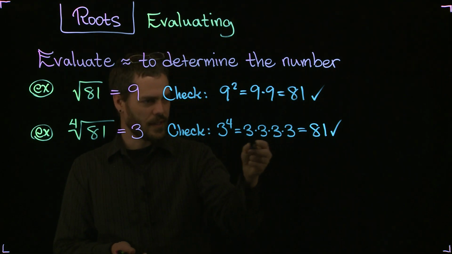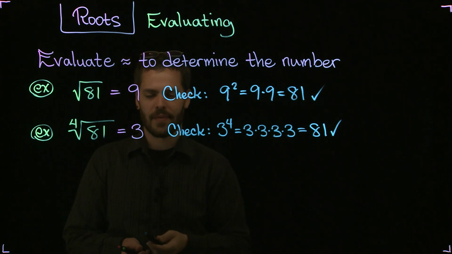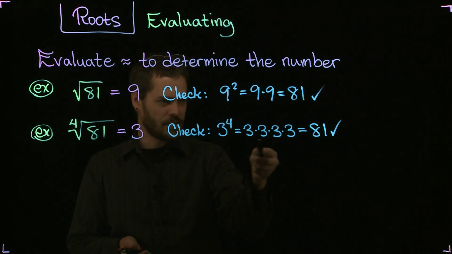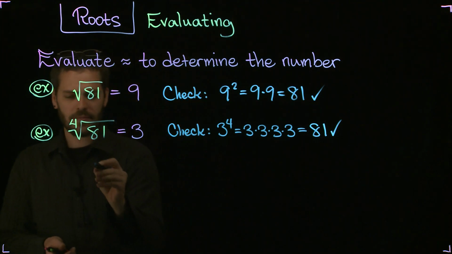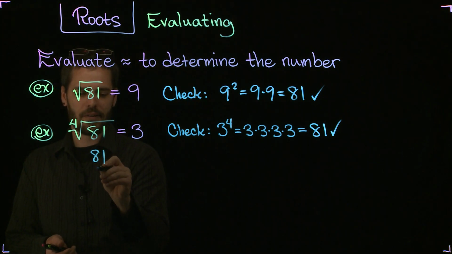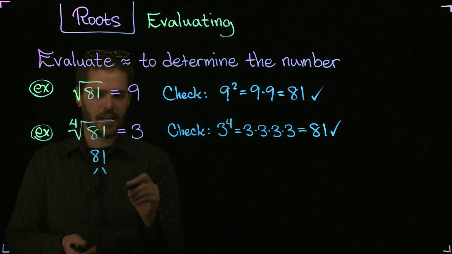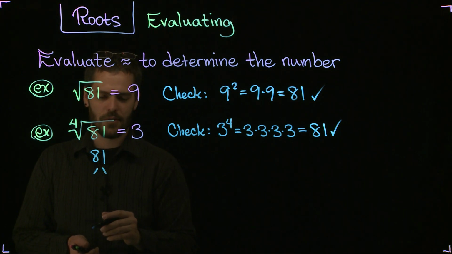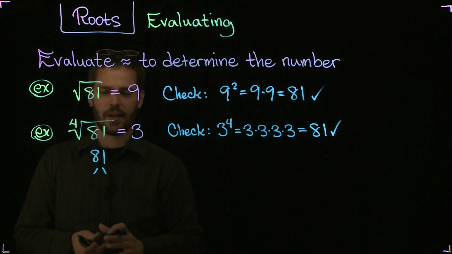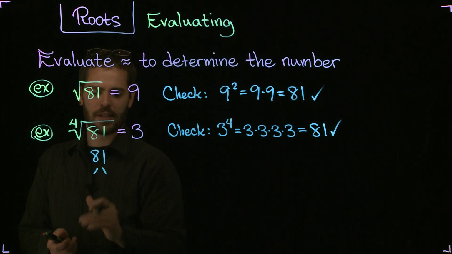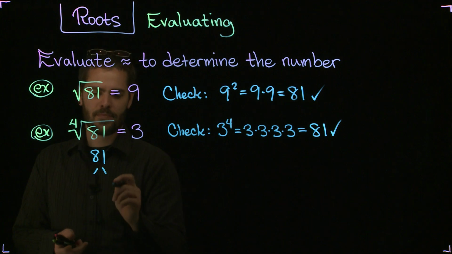I'm showing over here that it's 3 times 3 times 3 times 3. That's called the prime factorization of this number in this case. And one way to do that, to find those numbers, is to use a factor tree. And it's going to be helpful in finding the root, or can be helpful in finding the root. It can be also helpful in simplifying roots. So let me show quickly the prime factorization.